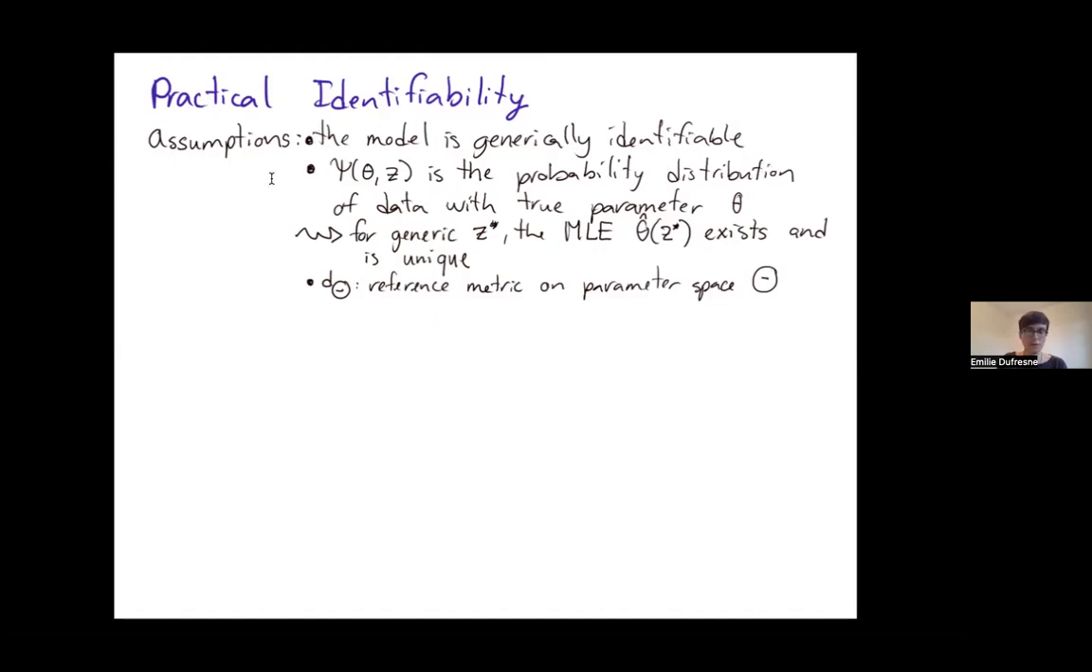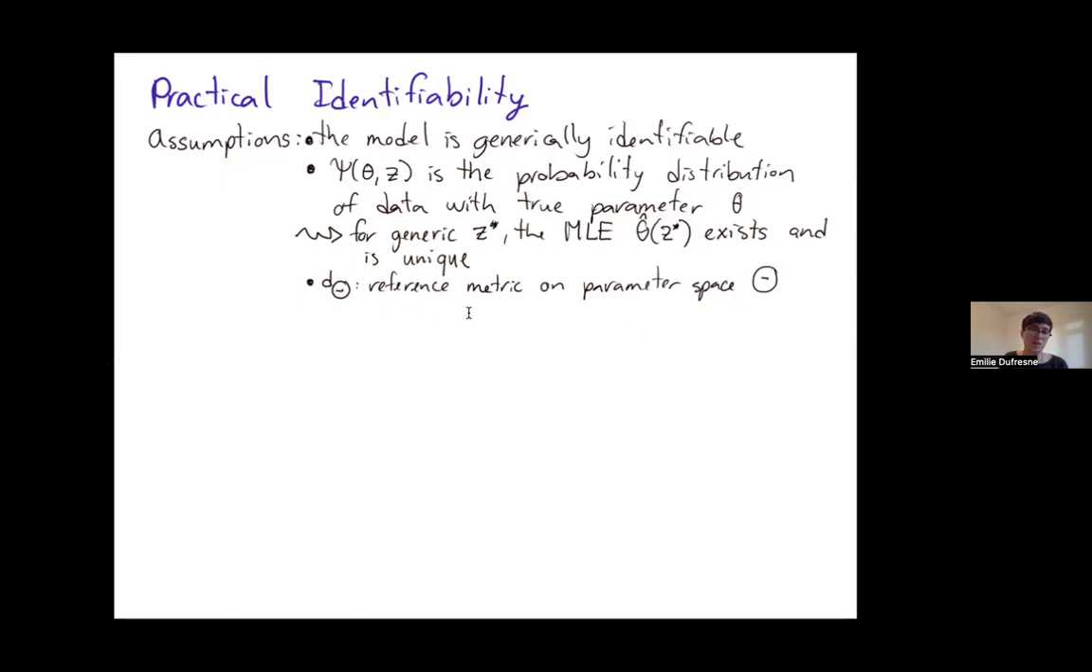And so if I'm in this situation that I have the probability distribution and I assume my model is generically identifiable, then for a generic Z star, so that's a data point, in my case it will be measurements, then the maximum likelihood estimate exists and is unique. So this is going to be crucial for writing down this definition.